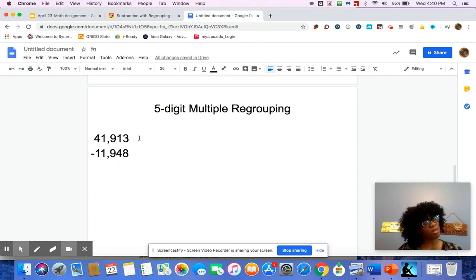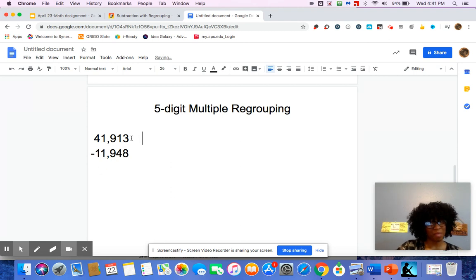We have 41,913 minus 11,948. So when I look at this right away, I see a couple of problems. First, we have 3, and we're trying to take away 8, which we can't do, in the ones place. Then in the tens place, I see 1, and we're trying to subtract 4, which also we can't do. So we have to go through and borrow or regroup from other places. So let's see what that looks like.